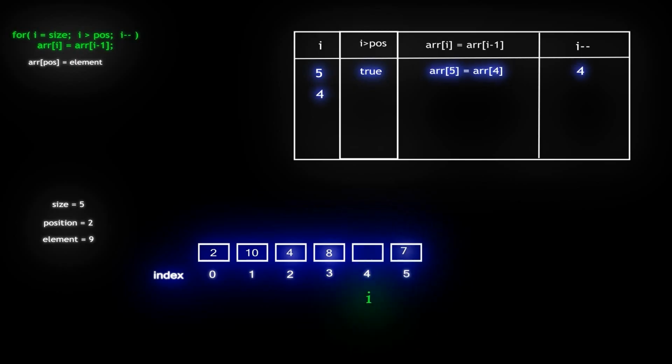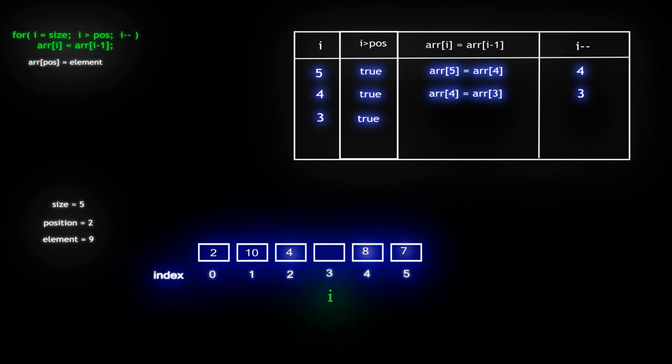And i is decremented by 1, so i becomes 4. Now check 4 is greater than 2, that is true. So the element at index 3 moves to index 4, and again i is decremented by 1, so the value of i is 3. Now it checks 3 is greater than 2, which is true. So the element at index 2 moves to index 3. And i is decremented by 1, so the value of i is 2.